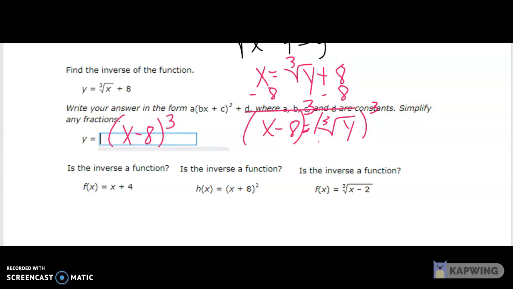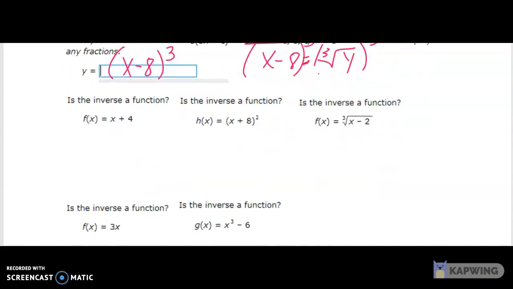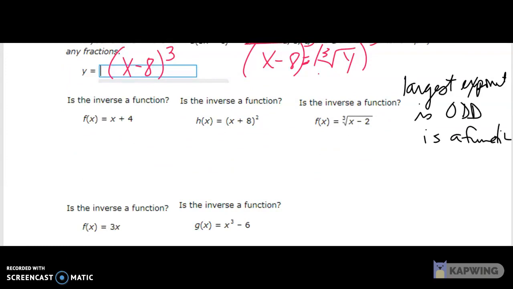Now we're going to be asked, I'm going to go by this pretty quick because I have 2 minutes left. Is the inverse a function? If your largest exponent is odd, then it is a function. Okay. If it is even, then it's not a function. Okay. So your largest exponent is 1. So if I found the inverse, it would be a function.